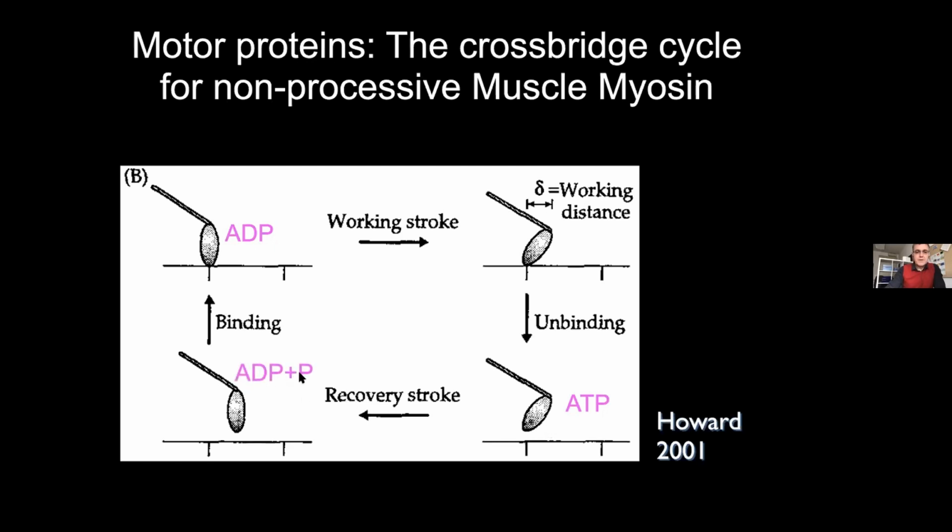and then finally there is a recovery when there is hydrolysis. So instead of ATP, now here in this motor head there is ADP plus phosphate, and finally when this motor head binds again to the filament, this cycle completes. This is how non-processive motor is working.